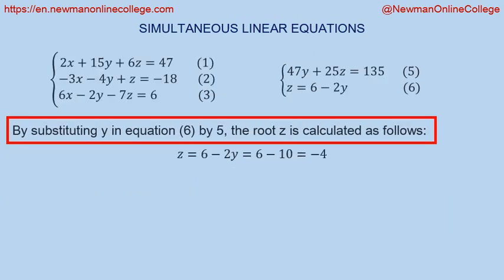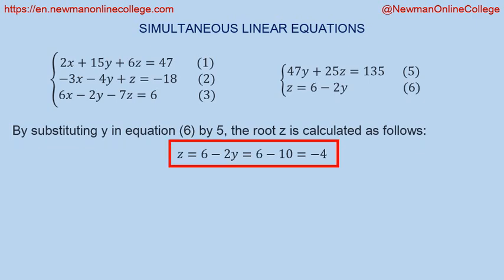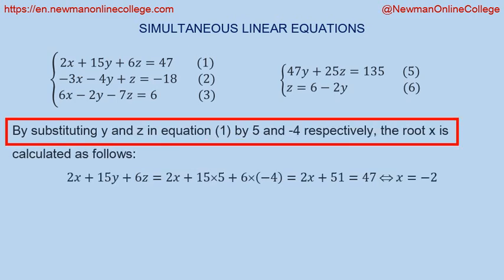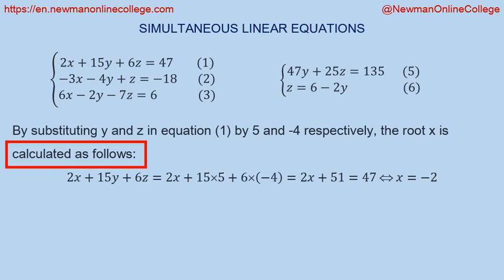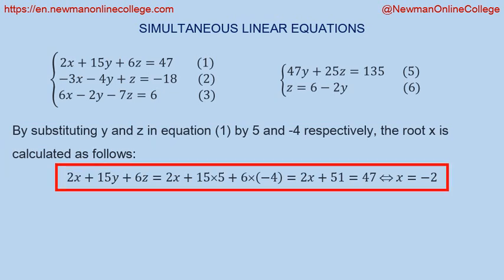By substituting y in equation 6 by 5, the root z is calculated as follows. Z equals 6 minus 2y equals 6 minus 10 equals negative 4. By substituting y and z in equation 1 by 5 and negative 4 respectively, the root x is calculated as follows. 2x plus 15y plus 6z equals 2x plus 15 times 5 plus 6 times negative 4 equals 2x plus 51 equals 47, which is equivalent to x equals negative 2.